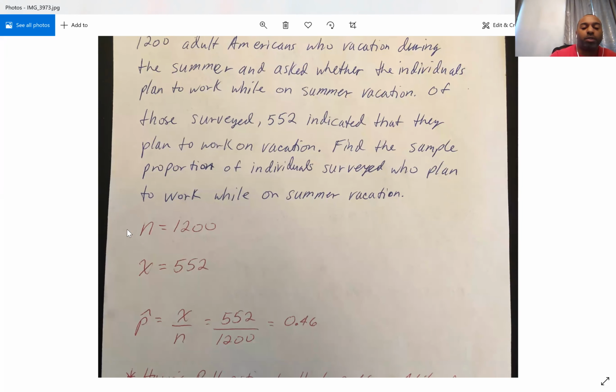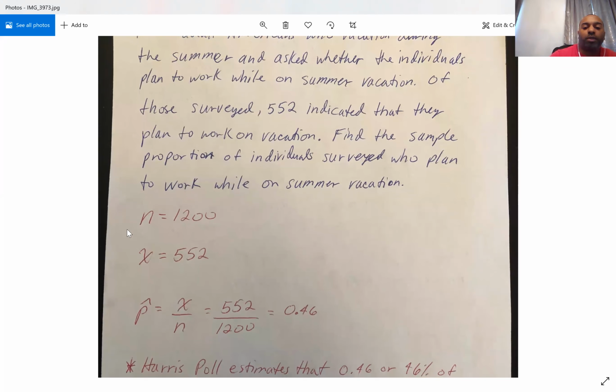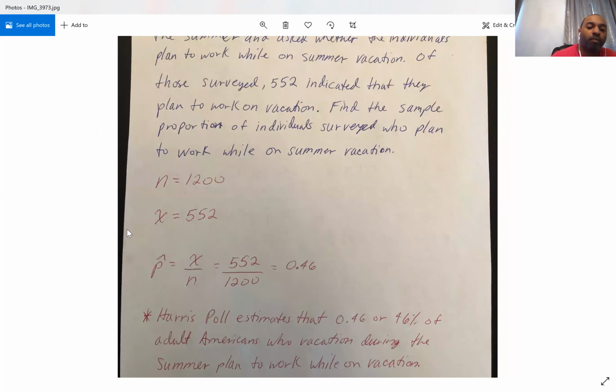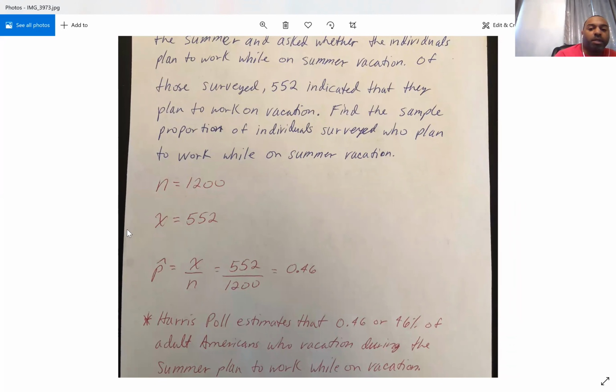So the sample proportion is X over N, which is 552 over 1200, 0.46. So the Harris poll estimates that 46% of adult Americans who vacation during the summer plan to work while on vacation. So they use the sample that they have to estimate or predict how the population will respond.